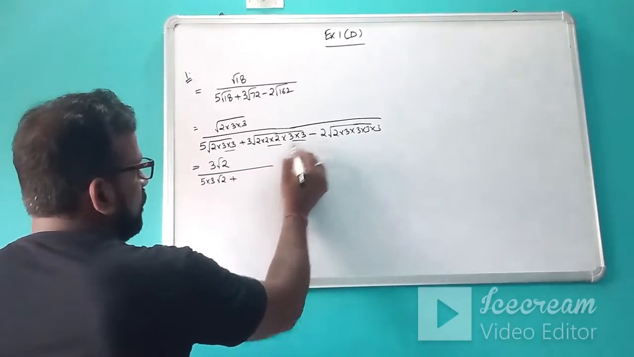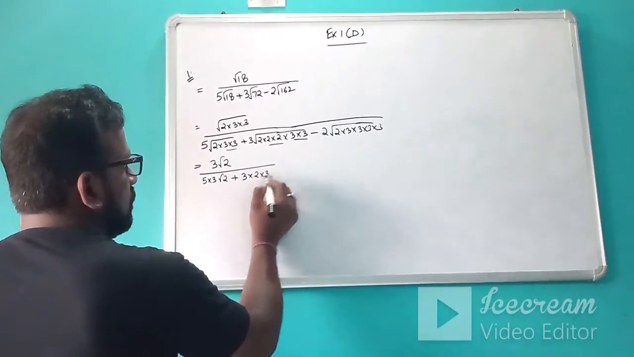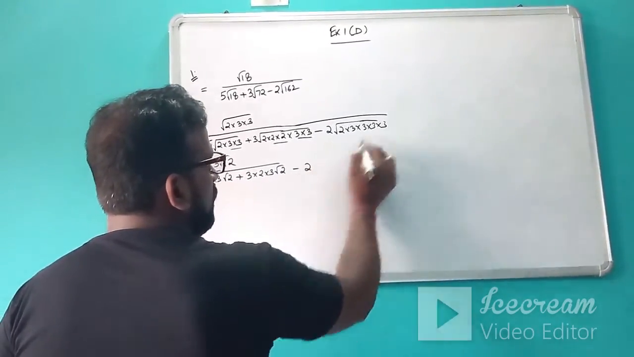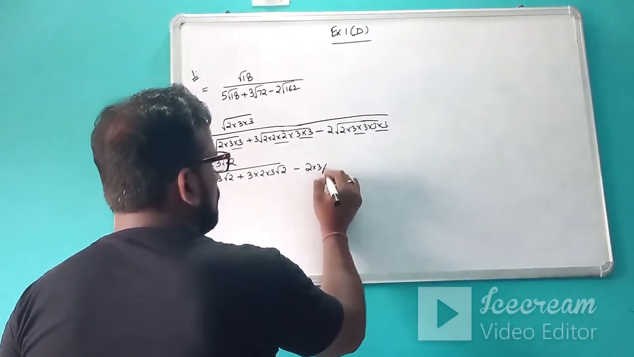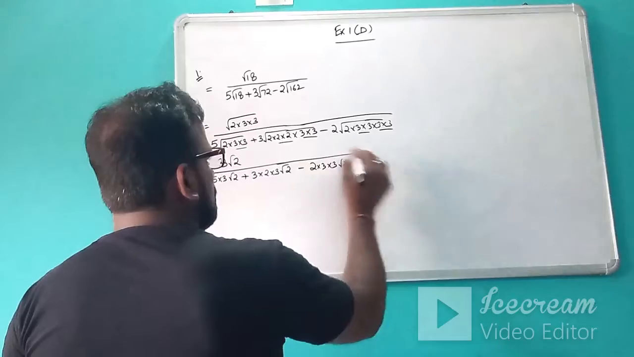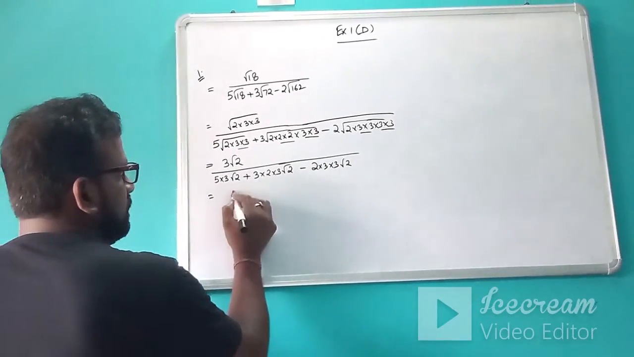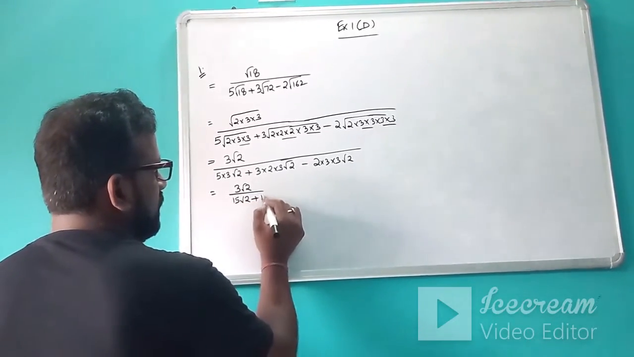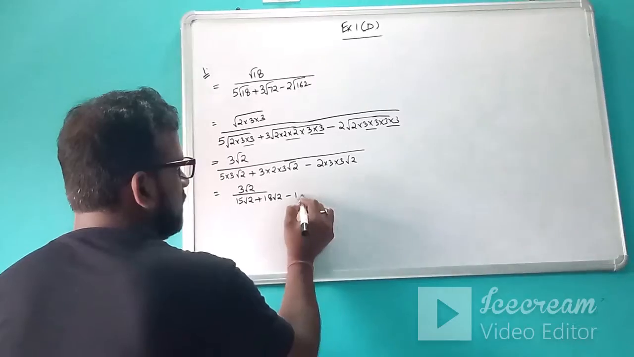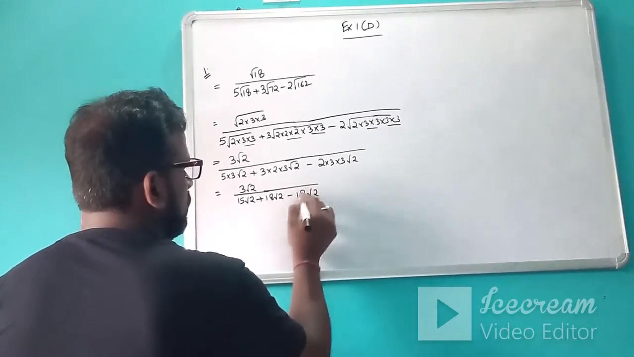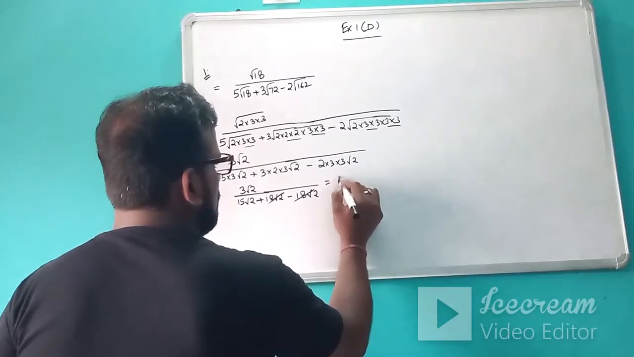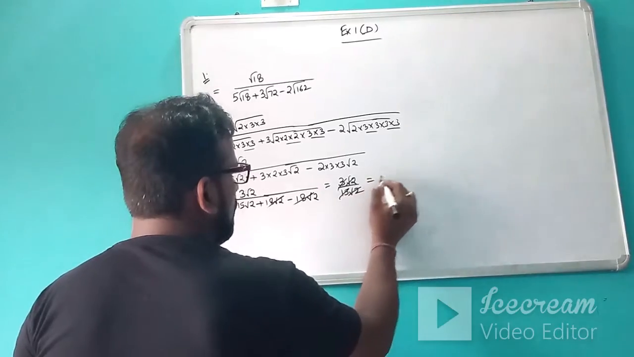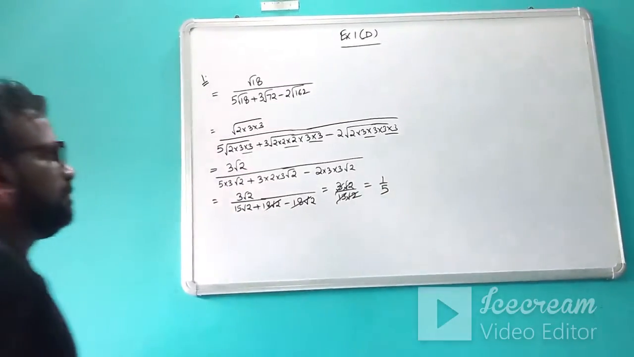From here 1, 2 and 1, 3 will come out, and root 2 will be left. From here again 2 of the 3's will come out like this. So it is 3 root 2 upon 15 root 2 plus 18 root 2 minus 18 root 2. So 18 root 2 cancels. 3 root 2 upon 15 root 2, root 2 cancels. You will get the answer as 1 upon 5.